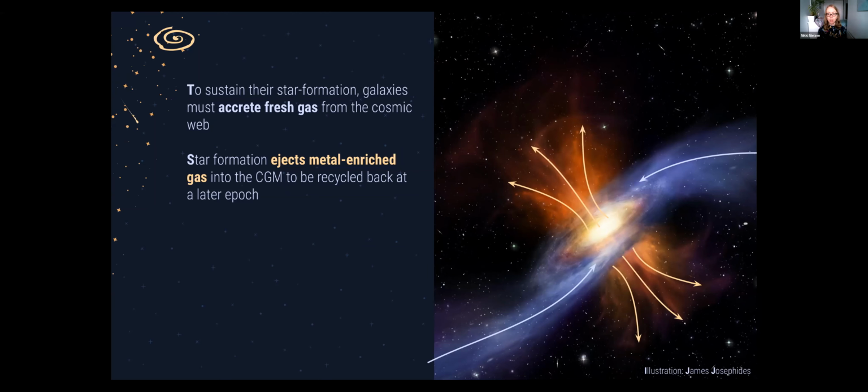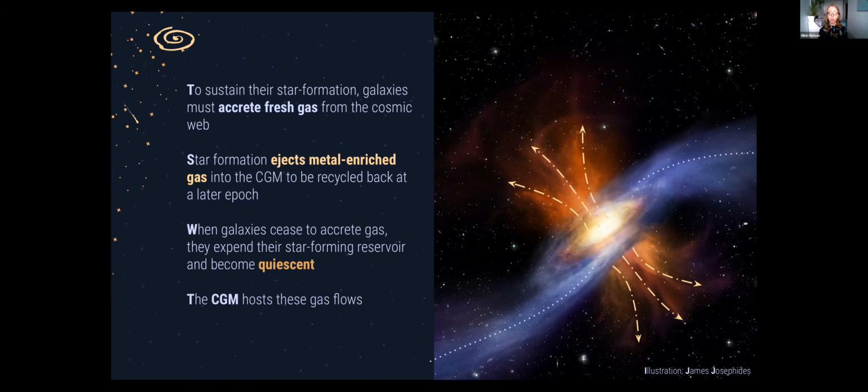We also know that galaxies eventually stop forming stars, and to do that, they have to stop accreting that fresh gas. When they do that, they then expend their star-forming reservoir in the ISM and become quiescent. So these gas flows, whether they're active or not, make up the baryon cycle, and the CGM hosts all of these gas flows. And so in order to understand how galaxies evolved to what we see today, we must understand what the CGM looks like.